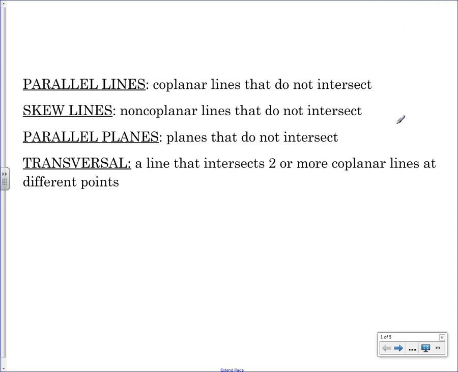31, parallel lines and transversals. So you guys already know what a parallel line is. Show me with your arms. Very good. Parallel lines, they never cross, they never intersect, right? So this says coplanar lines that do not intersect.